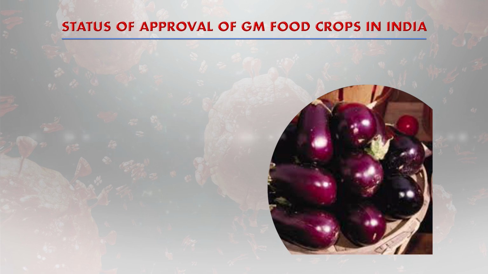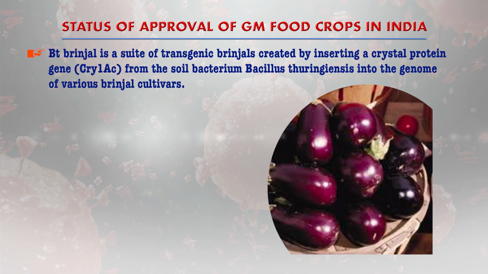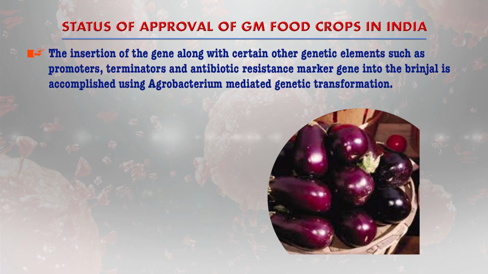Then the status of approval of GM food crops in India, we need to know about this also. BT brinjal was one such example. This was a suite of transgenic brinjals created by inserting a crystal protein gene from the soil bacterium Bacillus thuringiensis in the genome of various brinjal cultivars. The insertion of the gene along with certain other genetic elements such as promoters, terminators and antibiotic resistance marker gene into the brinjal is accomplished using Agrobacterium mediated genetic transformation.